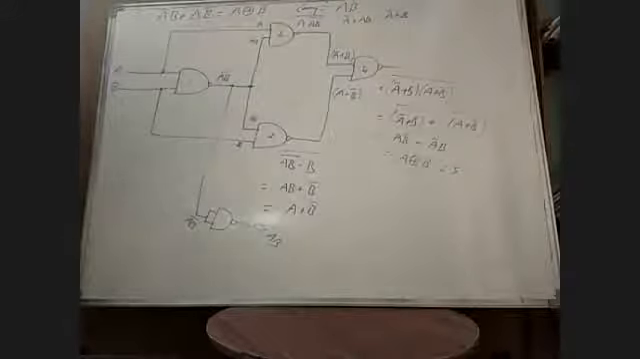Did you note it down? For the exclusive OR gate, this is the minimized structure to realize using NAND gates.